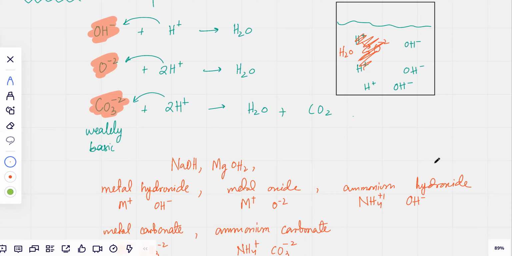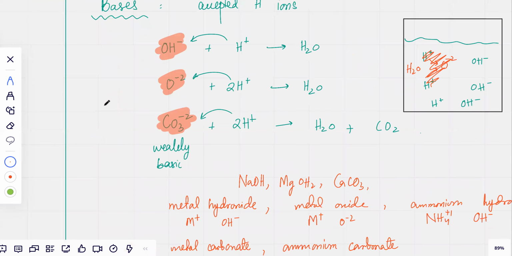It could be calcium carbonate. That would be weakly basic as well. So all these compounds are weakly, I mean, this one is weakly basic. This is basic. So is this clear? Which compounds are basic? Sir, CaCO3 is weakly basic. Any compound that has OH ions or O minus 2 ions or CO3 minus 2 ions. Okay.